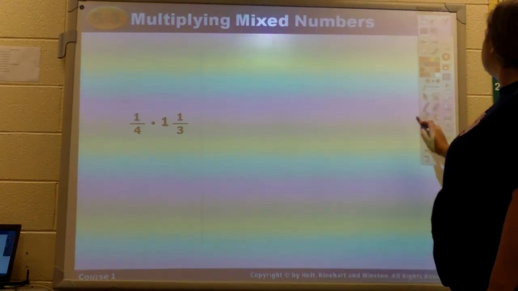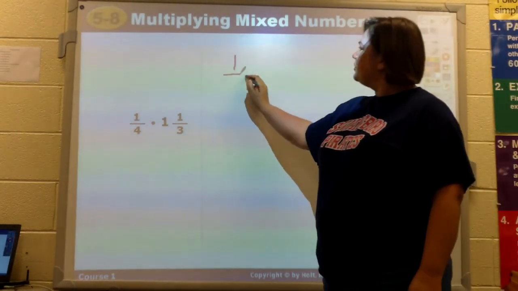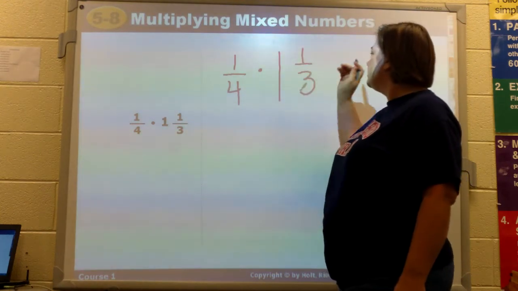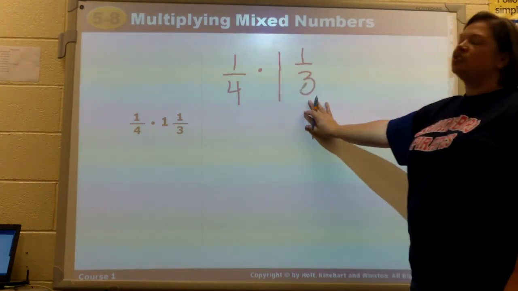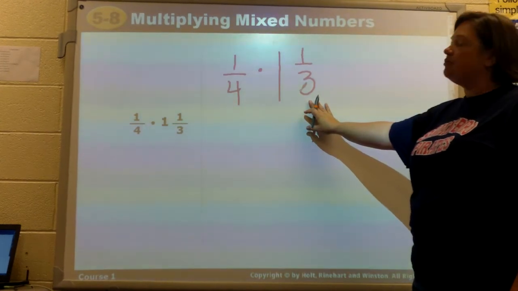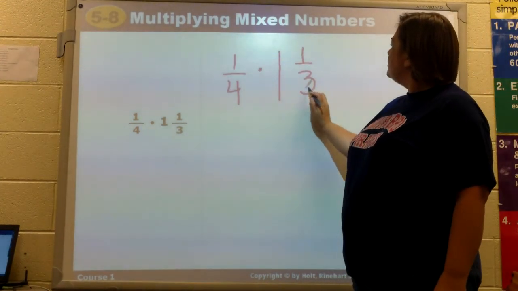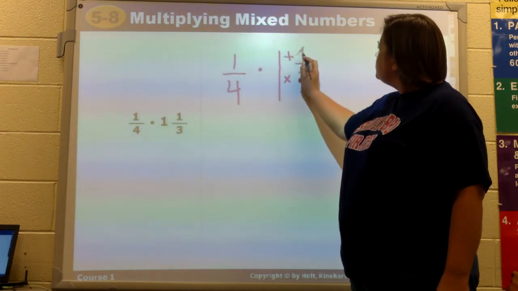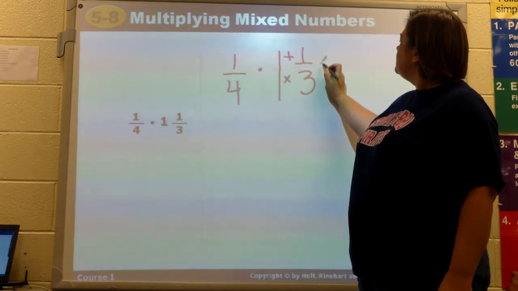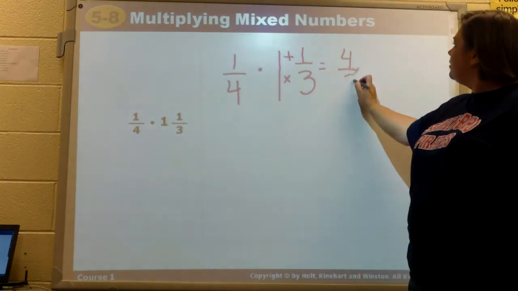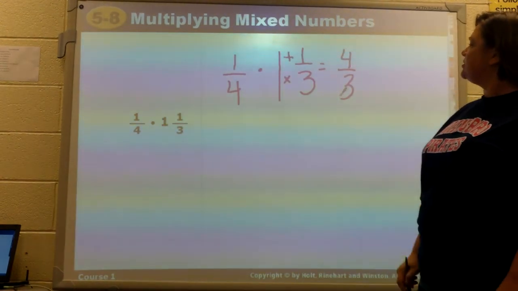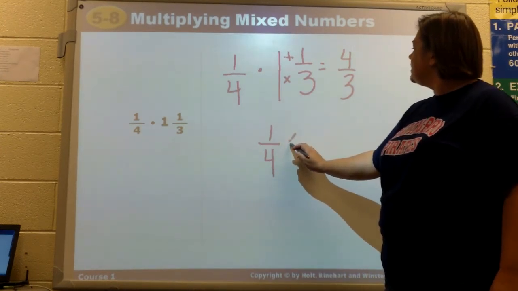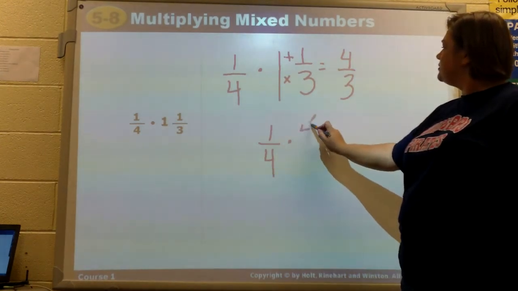For example, if we have 1/4 times 1 1/3, my first step is to change this mixed number into an improper fraction. So I'm going to do 3 times 1 is 3, plus 1 is 4. So this is now 4/3. Keep the denominator the same. So I have 1/4 times 4/3.